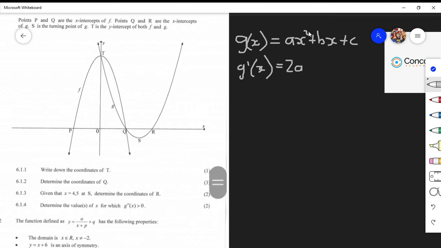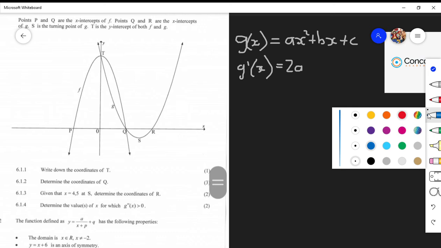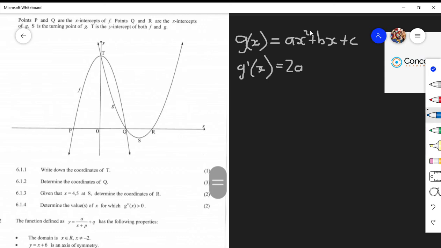And now we minus 1 from the exponent. So 2 minus 1 is 1, and x to the power 1 is the same thing as saying x, right?